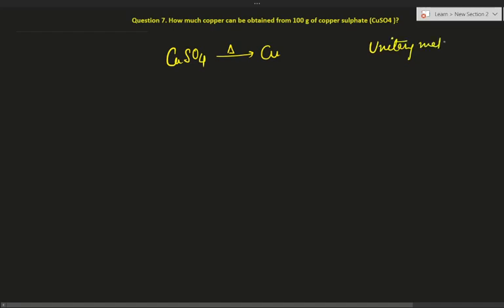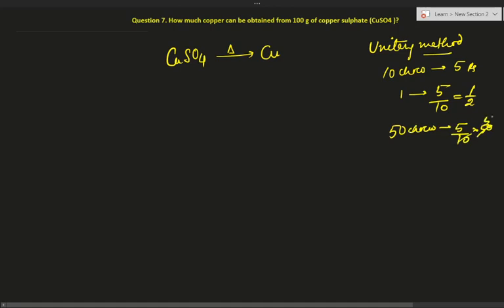What is the unitary method? Like if you get 10 chocolates in 5 rupees, how many chocolates will you get in 1 rupee? 5 by 10 means 1 by 2. So how many chocolates will you get in 50 rupees? 50 chocolates you will get in 5 by 10 into 50, that is 25, means in 25 rupees you will get 50 chocolates. So basically this is your unitary method.